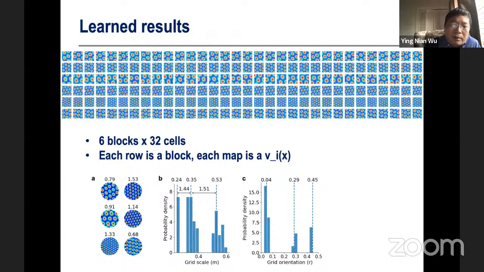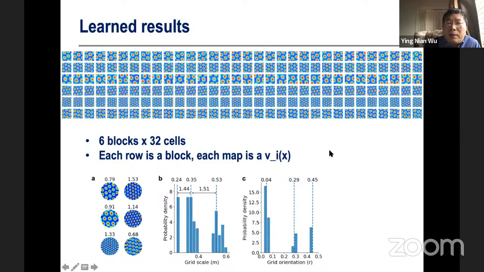And here we show that the scales of those cells form 3 clusters. If we look at the center of the clusters, for nearby clusters, the ratio is around 1.5, or maybe square root 2. So again, this agrees with the neuroscience observation.